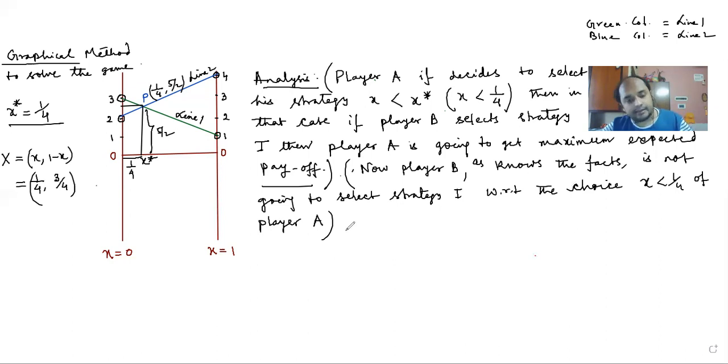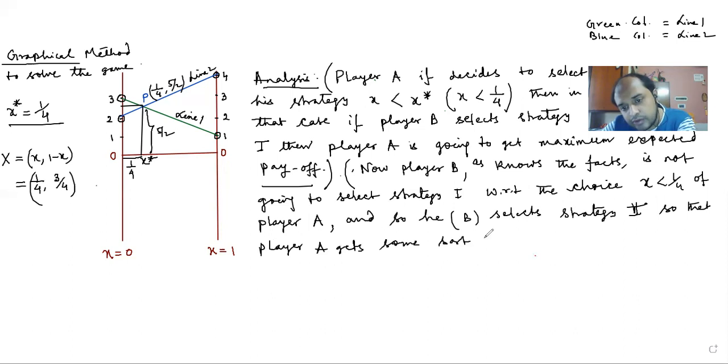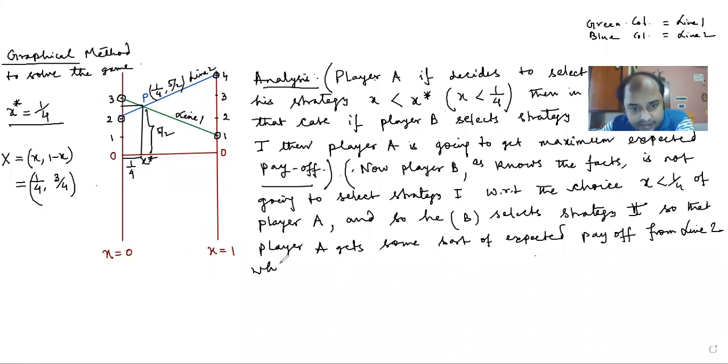Okay, and so he, I mean player B, selects strategy 2, so that player A gets some sort of expected payoff from line 2, which is less than line 1.